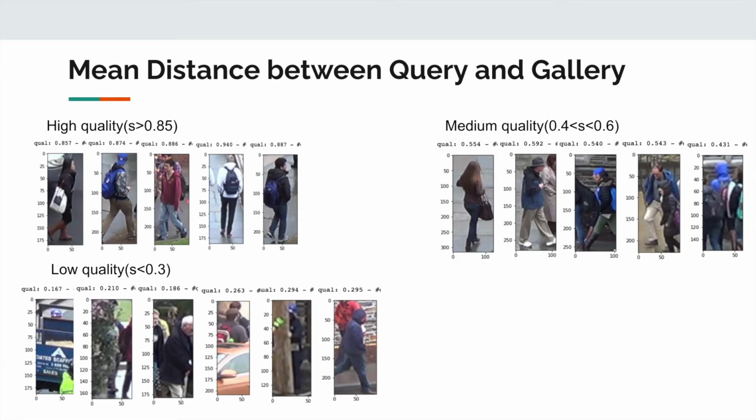This is the pseudo labels using mean distance. You can see that for both high and low quality images, it labels quite well. But for medium level, the score doesn't indicate the quality very well. For example, the first image looks to have higher quality compared with the second image, but it's labeled with lower score.